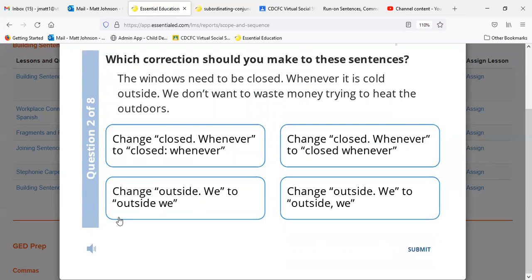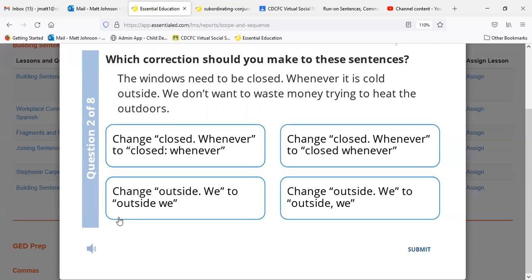Okay, and then the correction we need to make. So if you're faced with one of these types of questions, we have multiple sentences here. Let's see where we have complete ideas, where we have independent clauses making a complete sentence, and where we do not. That's the first rule there. So the windows need to be closed. Okay, that's a complete idea. Whenever it is cold outside, does that stand alone as a sentence? No. We don't want to waste money trying to heat the outdoors.